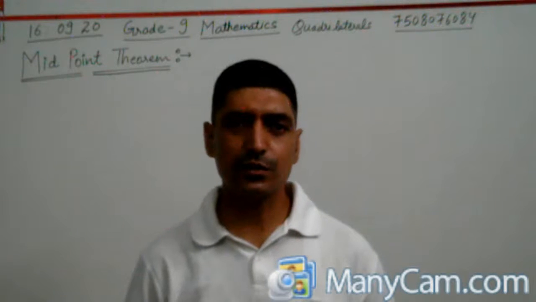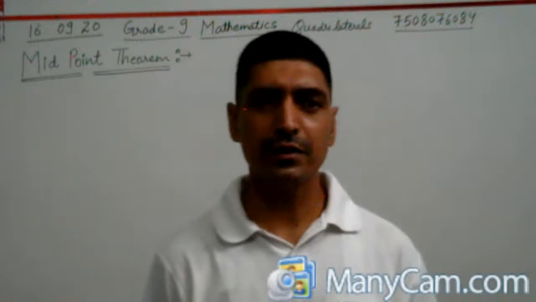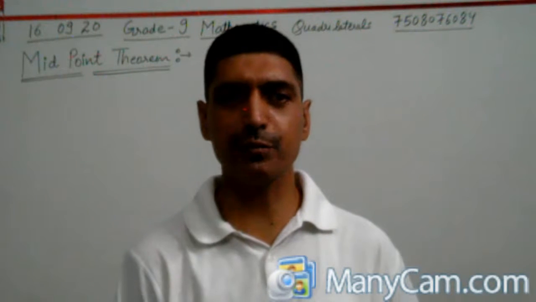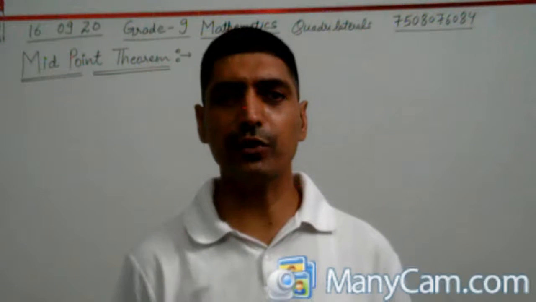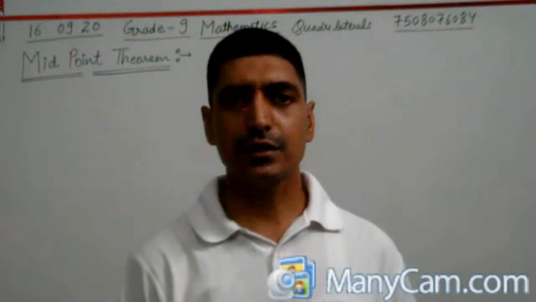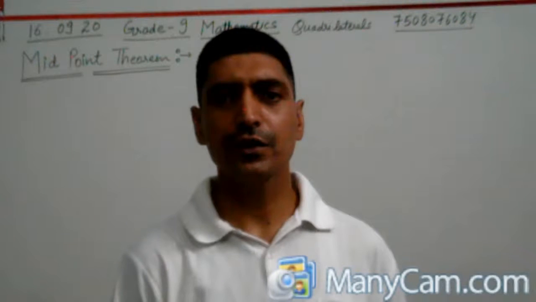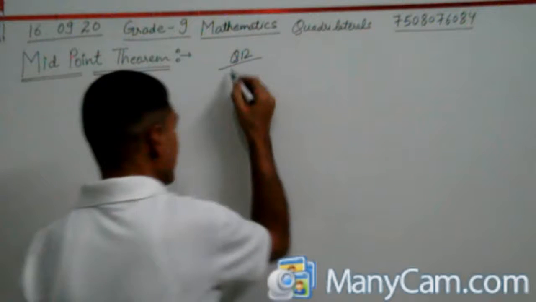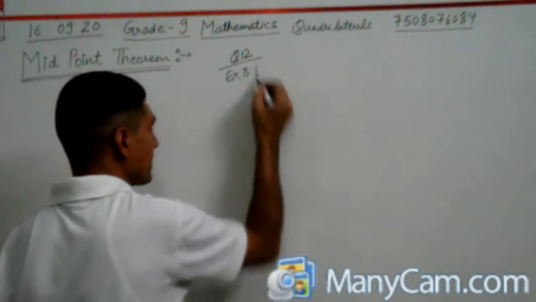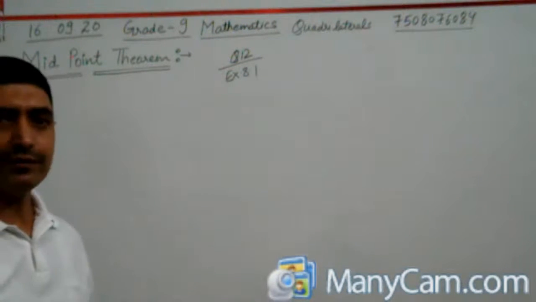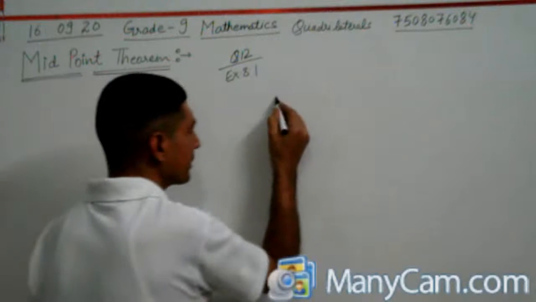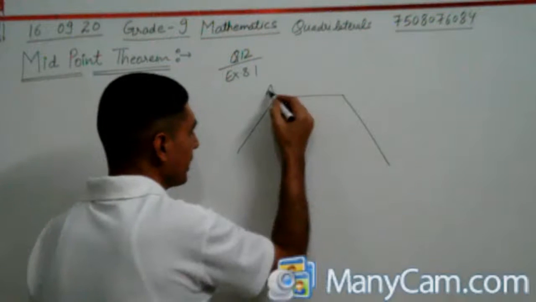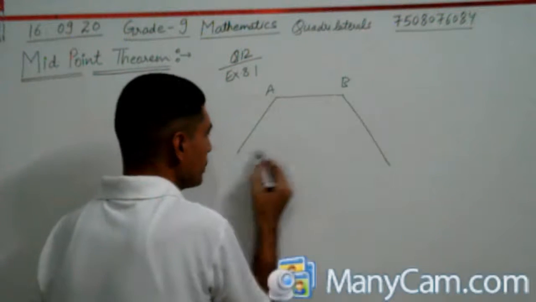Before starting today's topic, that is the midpoint theorem, let me recapitulate the last question of exercise 8.1. That was a very important one. Most of the time, question 12 carries 12 marks. Question number 12, exercise 8.1, I discussed in detail yesterday. One trapezium is given, right? And in this trapezium, your AB is parallel to CD.